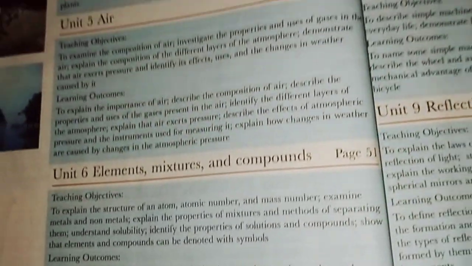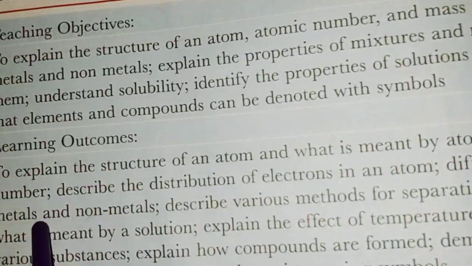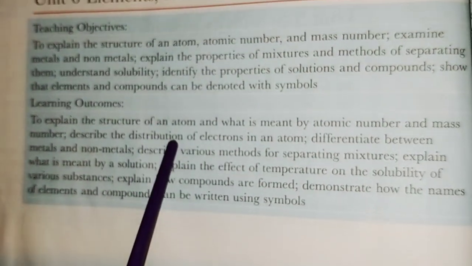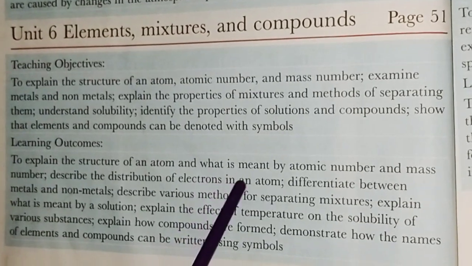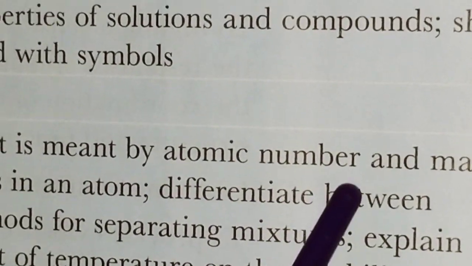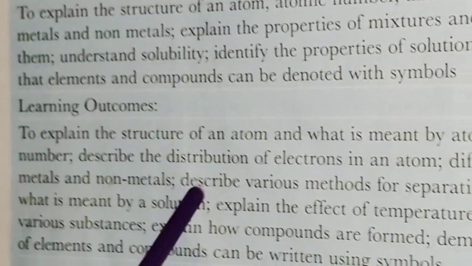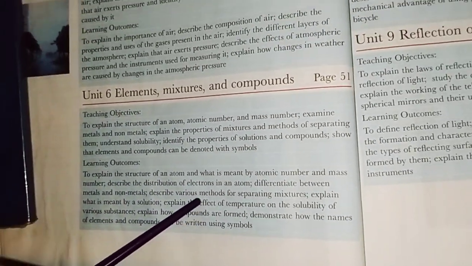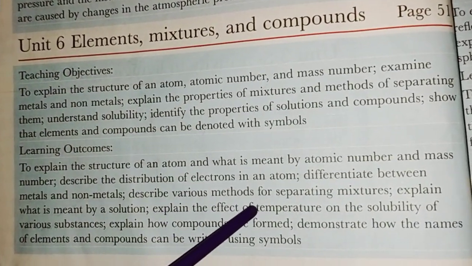Learning outcome: to explain the structure of an atom and what is meant by atomic number and mass number. Describe the distribution of electrons in an atom.